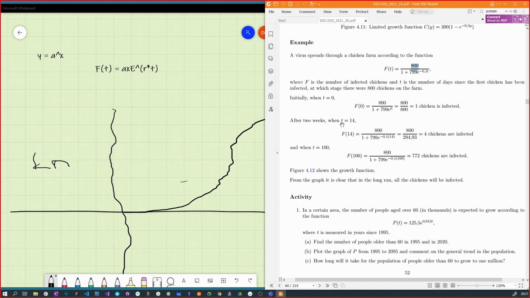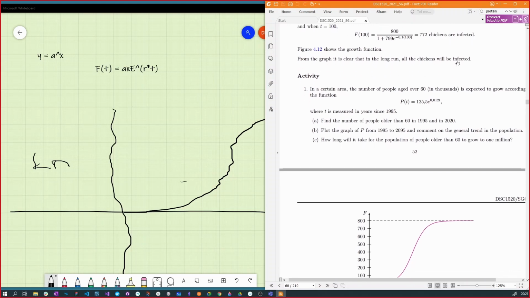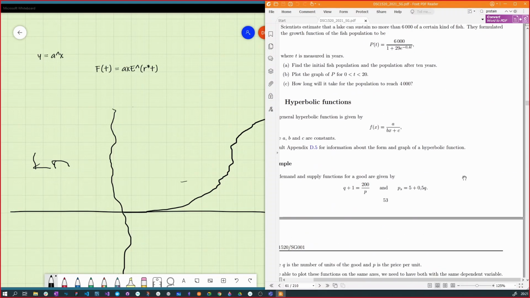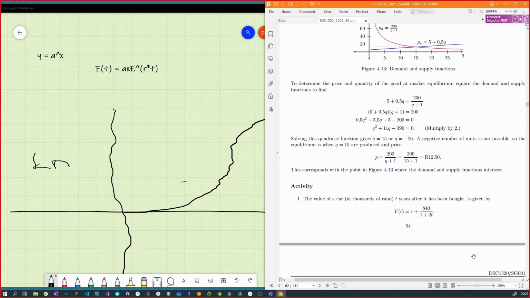So after 2 weeks, if we substitute 14 into T there, and we're trying to model the spread of this virus through the chickens, if we substitute all these different constants, we'll know that 4 chickens were infected. And then after 100 weeks, 772 chickens were infected. And basically, the thing to remember here is that we'll never have more than 800 chickens infected. Yeah. Okay, cool.